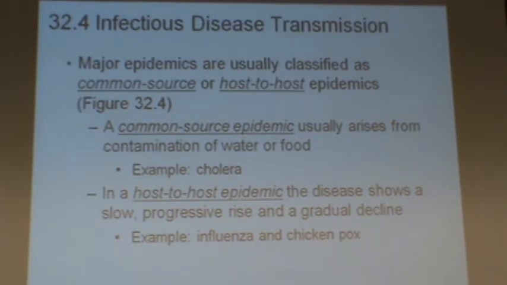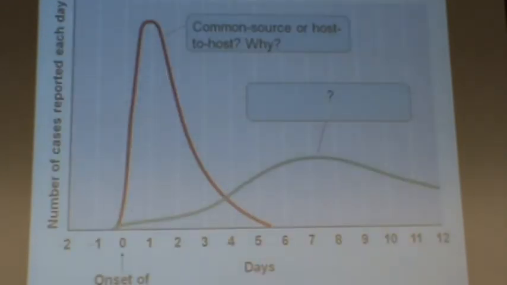Again, if you look at the patterns of how diseases spread, you can tell what is a common source epidemic and what is a host-to-host epidemic. Even if an unknown disease has an outbreak, we can look at the pattern and tell which is which. Basically, it's this. Which one do you think is the common source and which is the host to host? The common source is the red one and the green is the host to host.